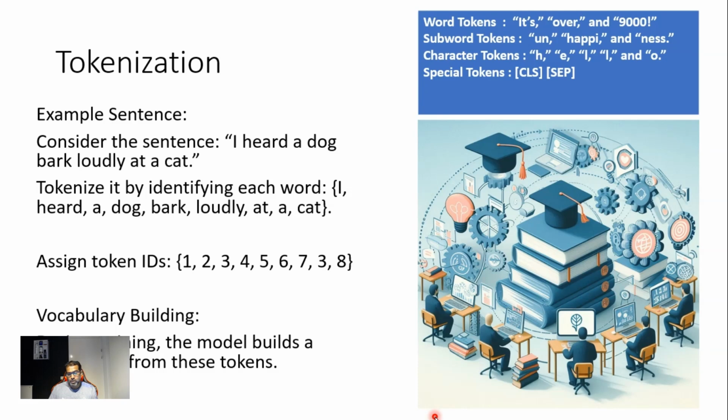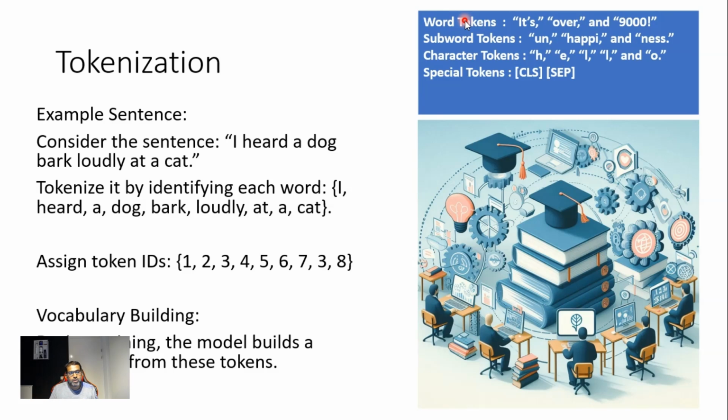When you talk about word tokens, you see it on the top. Word tokens represent complete words in the text. For example, "it's over 9,000" has three tokens: it's over and 9,000.